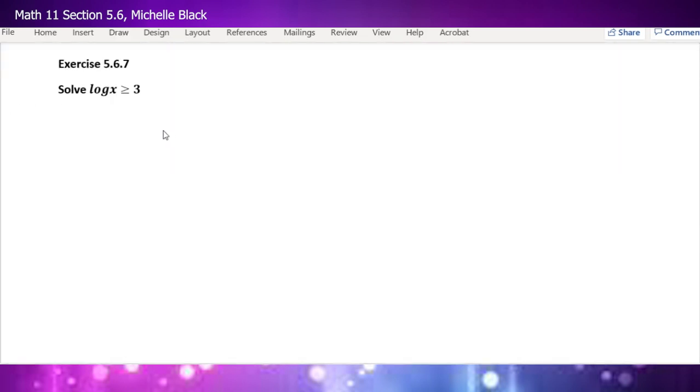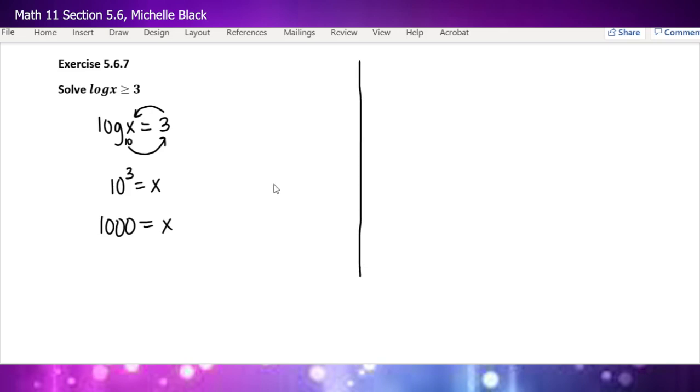Okay, let's try a logarithmic inequality. So here I have log of x is greater than or equal to 3. Well, let's just start by figuring out where log of x is equal to 3. So remember, you can't see the base here, but there's kind of an invisible 10. So I'm really asking 10 to the power 3 equals x. So if I want to solve for x, I need to evaluate 10 to the power 3, and I get back x equals 1,000.